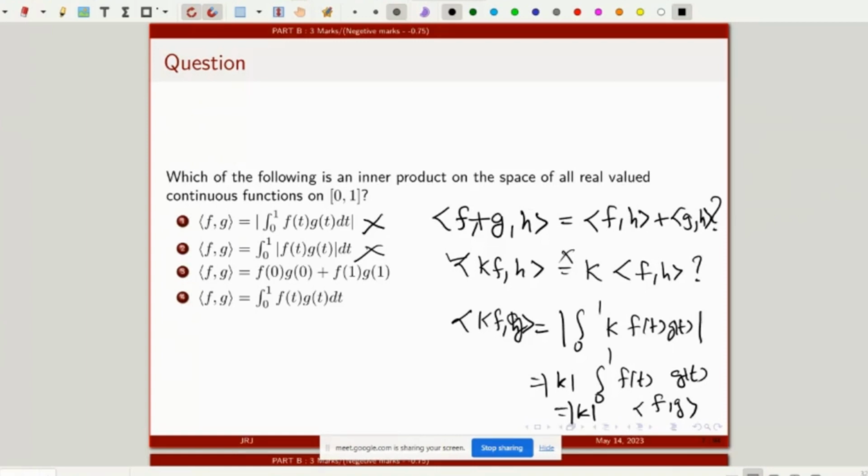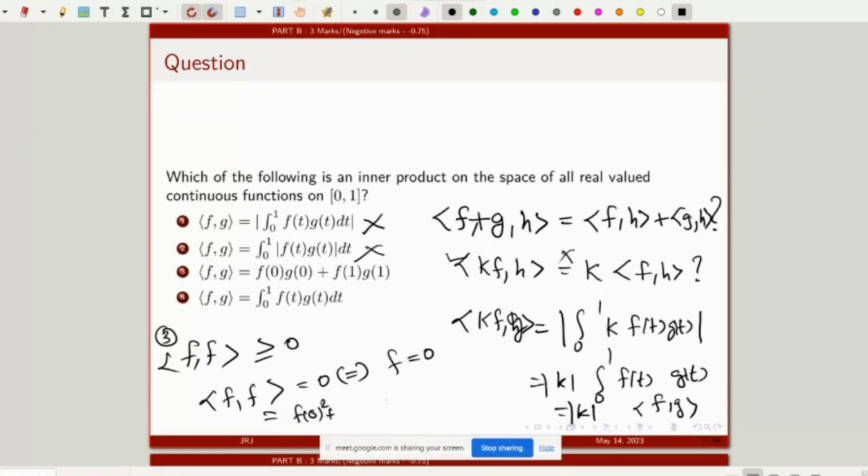It will be linear. The linear property will be satisfied. And we don't have to worry about the conjugate symmetry here because we are in a real valued space. So we don't have to worry about the conjugate, and inner product of f with f will be positive always. So the only thing we have to check is inner product of f with f equal to 0 if and only if f equal to 0. If f equal to 0, then f(0) equal to 0, so this is equal to f(0) squared plus f(1) squared. So if f equal to 0, f(0) squared will be equal to 0, f(1) squared will also be equal to 0. So then inner product of f with f will be equal to 0.